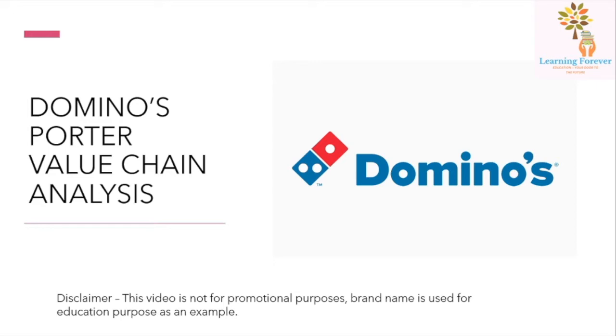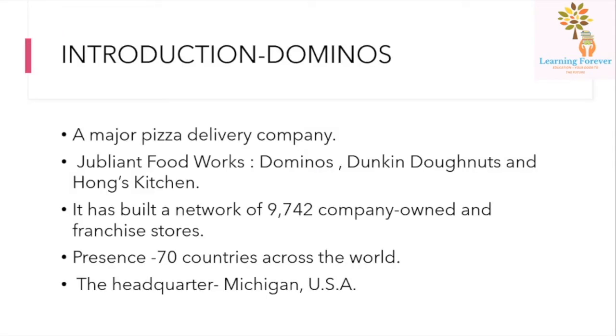So now let's start with the Domino's Porter's value chain analysis. So I would be giving a brief introduction about the company. As we all know, it is a major pizza delivery company. It is known under the Jubilant Foodworks, which includes various brands apart from Domino's like Dunkin' Donuts and Hong's Kitchen. So it has built a network of 9,742 company owned and franchisee stores. It has its presence in 70 countries across the world. It is headquartered in Michigan in the USA.